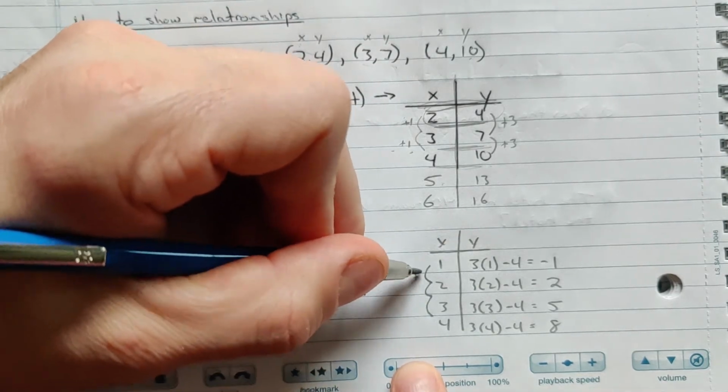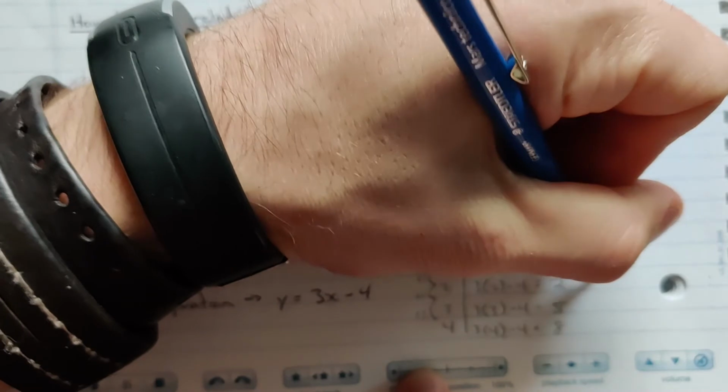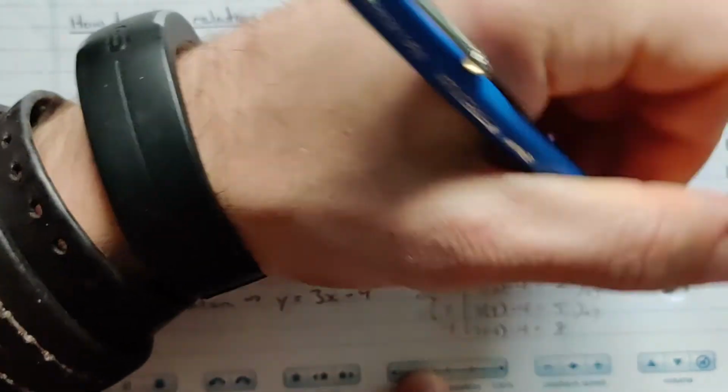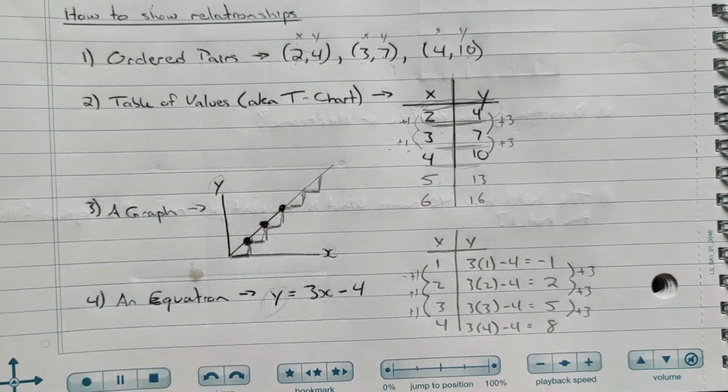3 jumps, plus 1, plus 1, plus 1. Over here, plus 3, plus 3, plus 3. So I'm just jumping up by 3 each time. So for every increase of 1 here, I'm jumping up by 3 here.